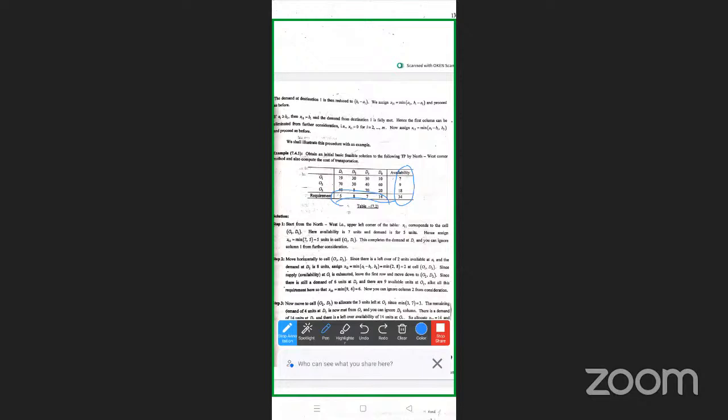So requirements equal availabilities. The total requirement is 34 and the availability is also 34. This is called a balanced transportation table, a balanced transportation problem.